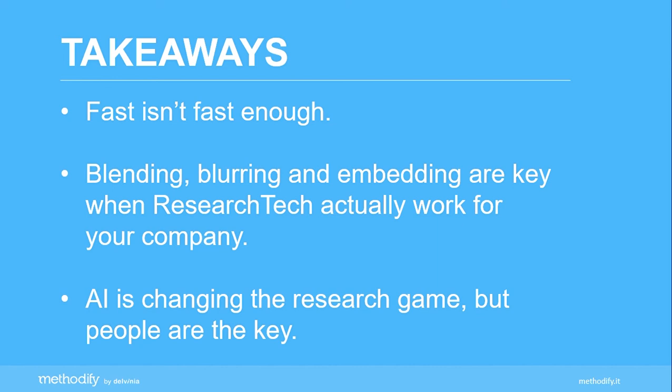Blending, blurring, and embedding are key when research tech actually works for your company. It's super important to know how to build your research tech stack and when to embed, blend, and blur, because each one has a specific function. And last but not least, AI is changing the way research works, but people are still key. So we have these interesting places for virtualization. They're all based on actual people. So fundamentally, people are driving this thing.